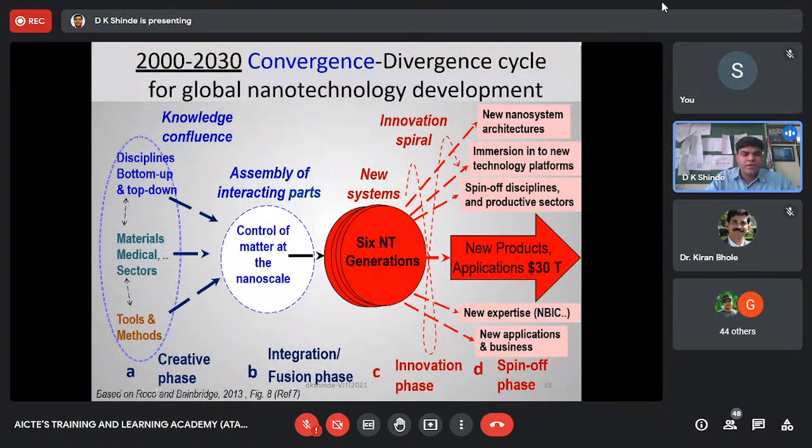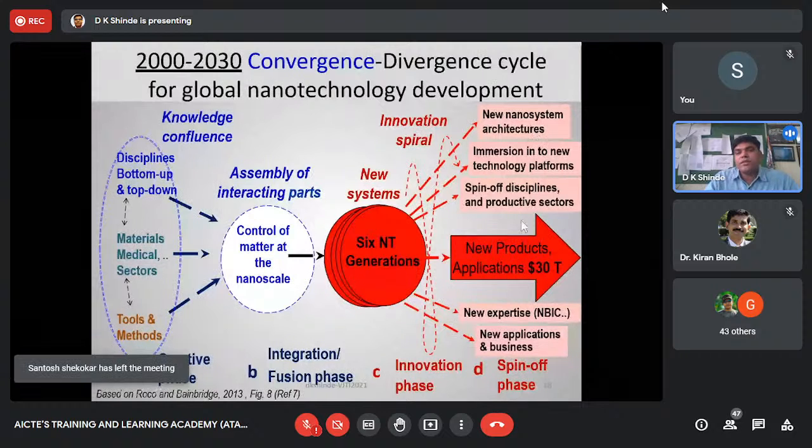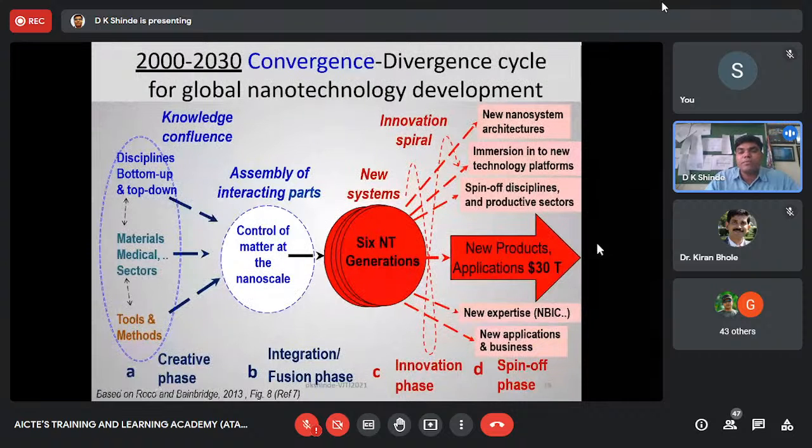So this also shows the first phase, which came in 2000, which is a creative phase. Then you have the integration phase, and then we are now in the innovation phase, which is generating new material systems, and which can be coming in the 2030s area, which will have a lot of contribution in terms of revenue. It is the new product application, like $30 trillion, which will be coming in this area, 2020 to 2030.